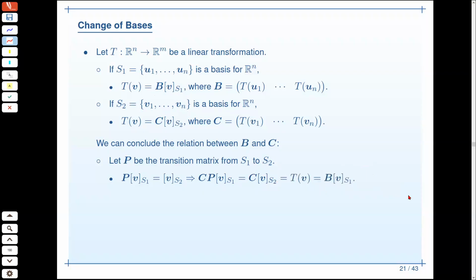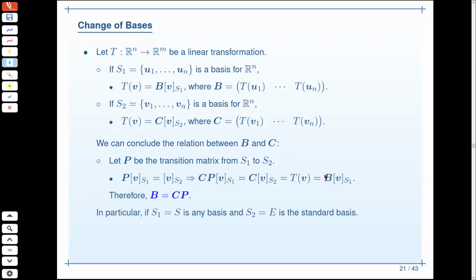TV, which is this. So now you look at this part: the coordinate vector of V relative to S1. So these two matrices are the same thing. CP equals B. Right? B equals CP.